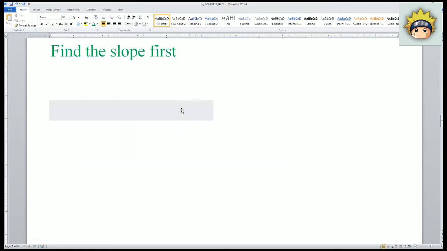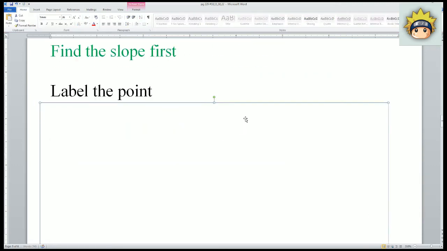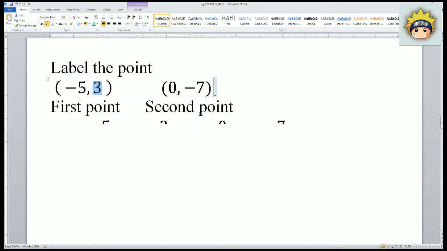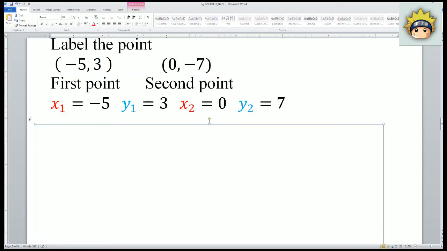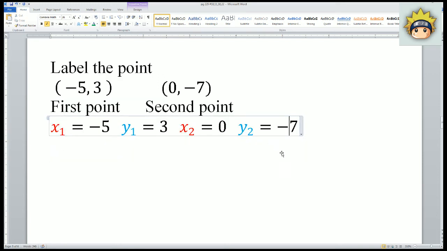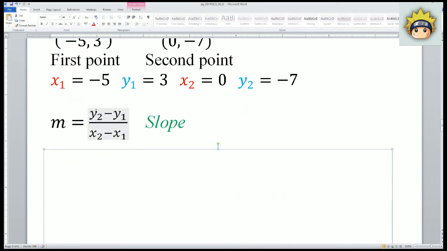To find the slope, I have to label my points. My first point is negative 5, comma 3, and my second point is 0, comma negative 7. I can label the points. x1 equals negative 5, y1 is 3, x2 is 0, and y2 is negative 7. There's a negative 7 there. Now I can plug it in. y2 subtract y1 divided by x2 subtract x1. This is just the slope formula.